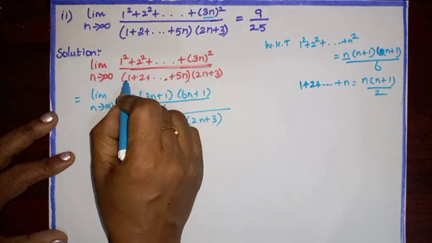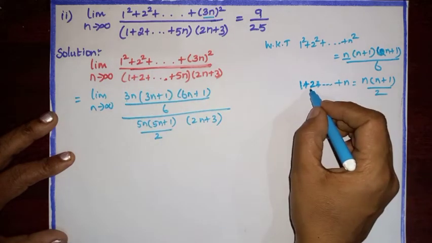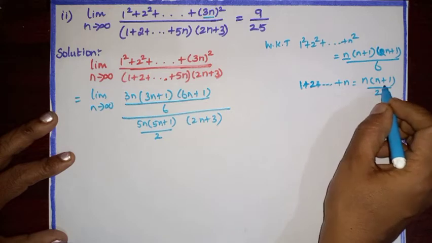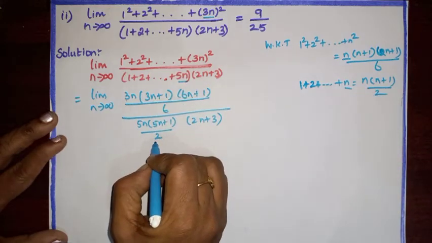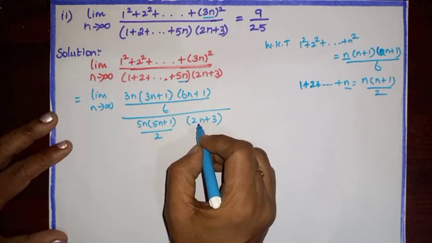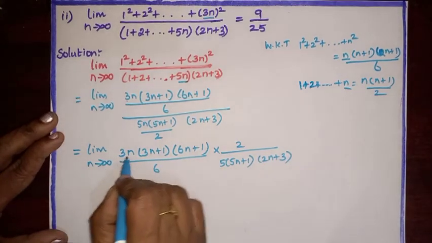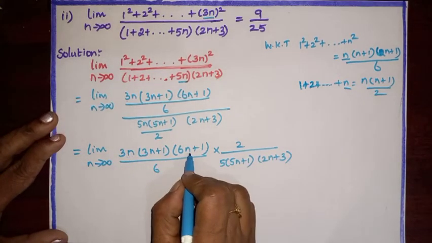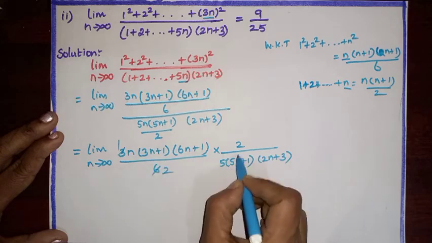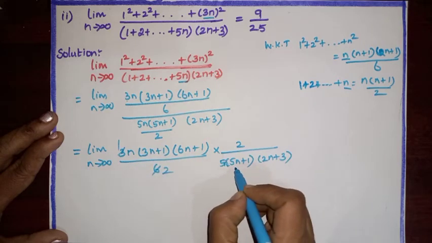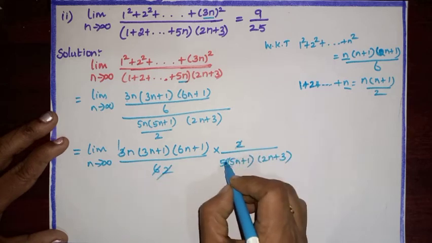Divided by 1 plus 2 plus dot dot up to 5n. 1 plus 2 plus dot dot n is equal to n into (n plus 1) by 2. In the place of n we have 5n. 5n into (5n plus 1) by 2, into (2n plus 3), which is equal to limit n tends to infinity, 3n into (3n plus 1) into (6n plus 1) by 6. 1 3 is 3, 2 3s are 6, into 2 by 5n into (5n plus 1) into (2n plus 3). 2 and 2 will be cancelled.